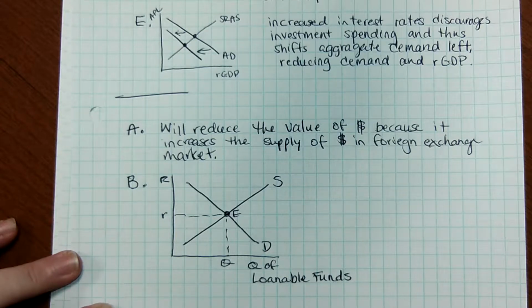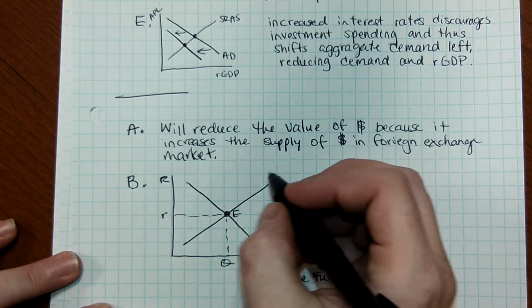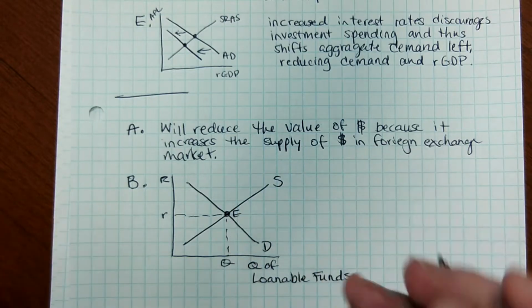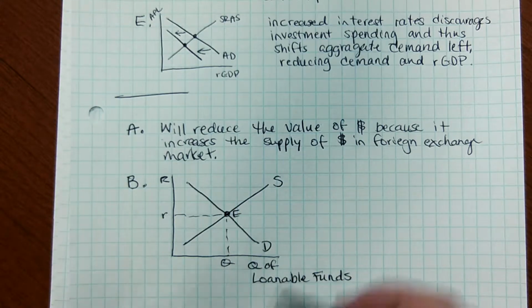So they have taken their money, they've invested it in some other country, and so what has happened? Am I going to see an impact on demand or supply? Supply, right? And which way is supply going to go? It's going to go to the left, because they're pulling the supply out. Supply goes down.